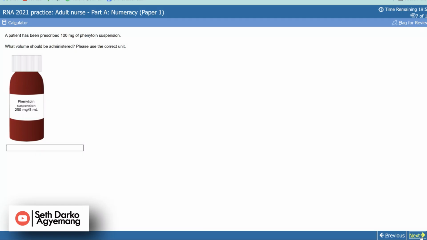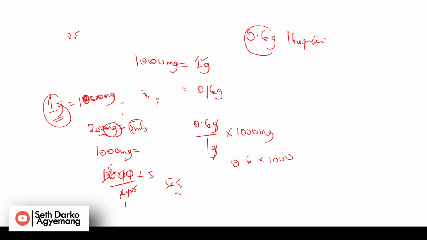So you've got 19 minutes more. A patient has been prescribed 100 mg of phenytoin suspension. What volume should be administered? Please use the correct unit. So 250 mg is equal to 5 mils. So how much will 100 mg give us? We are going to use the same principle to get our answer. 250 mg is equal to 5 mils, and we are looking out for 100 mg. So how much will it give us? If 250 has given us 5 mils, then 100 mg will give us less. So if less, more divide.